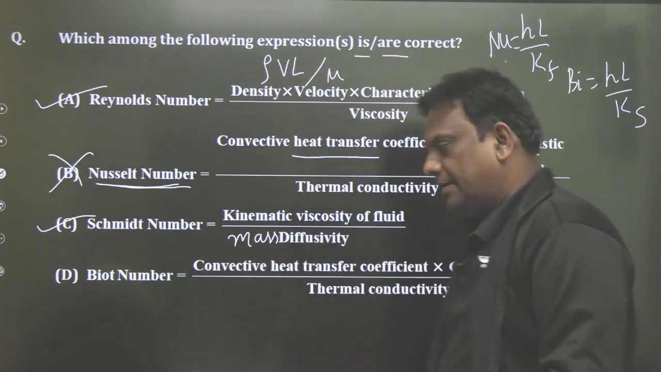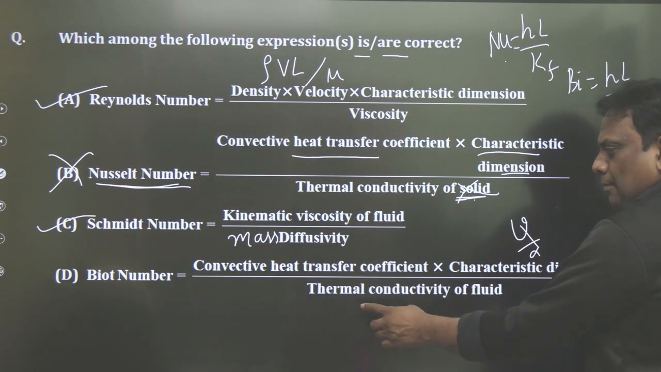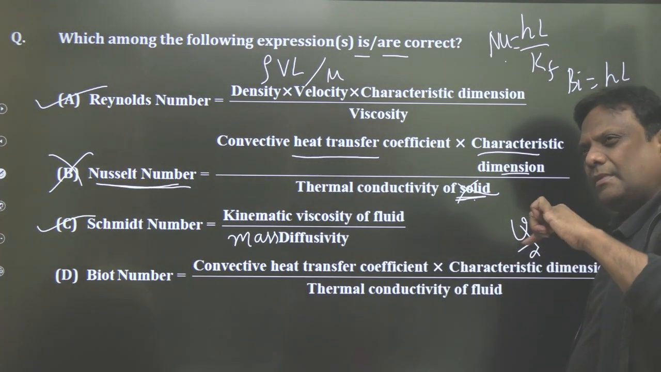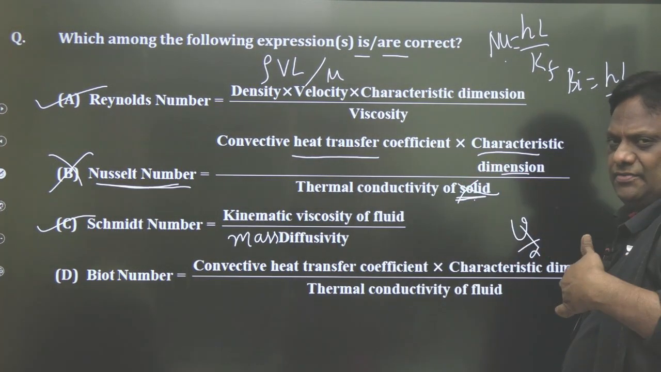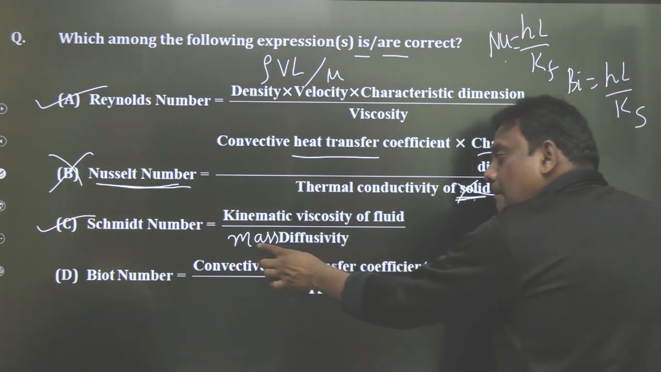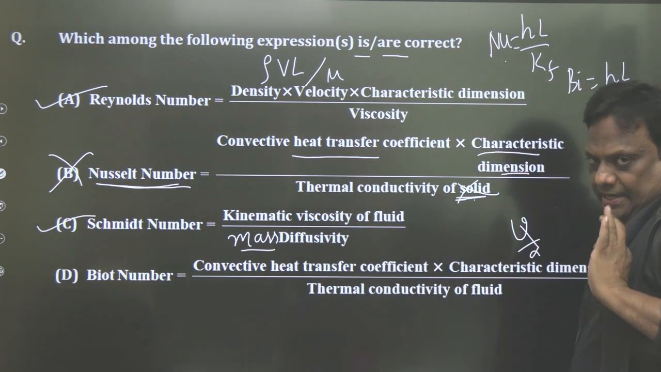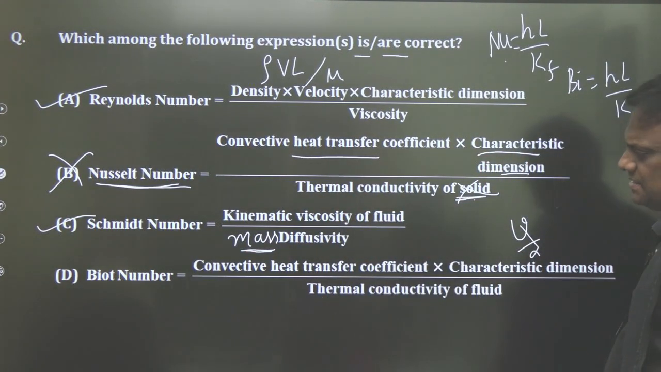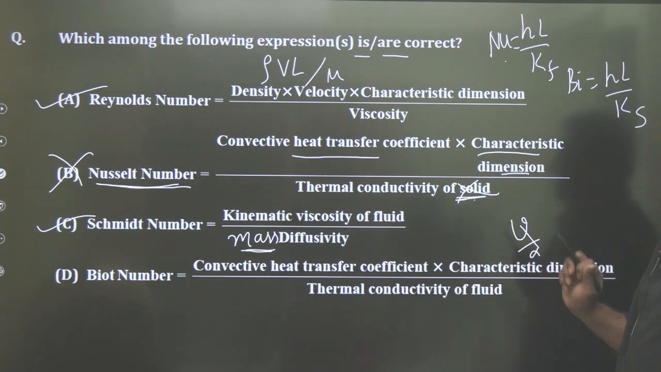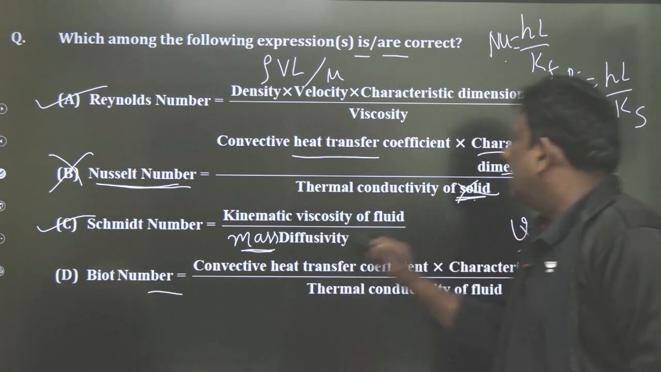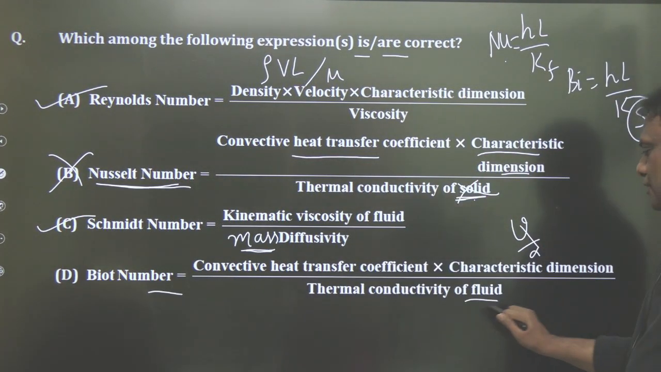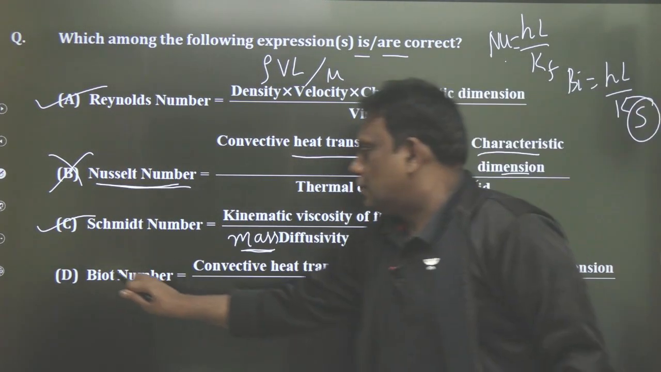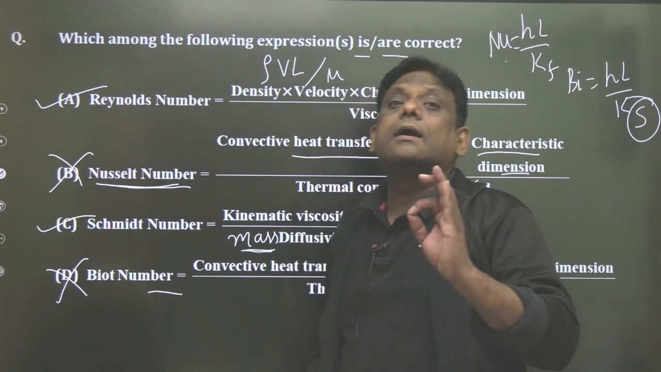It is absolutely correct. Now, let's see Biot number. In case of Prandtl number, it is momentum diffusivity by thermal diffusivity. But in Schmidt number, it is mass diffusivity, so be careful. Yes, it is correct. Next, HL by K. In Biot number, it has to be solid, but that fellow has given it as fluid. So this is absolutely wrong. So A and C are correct options.